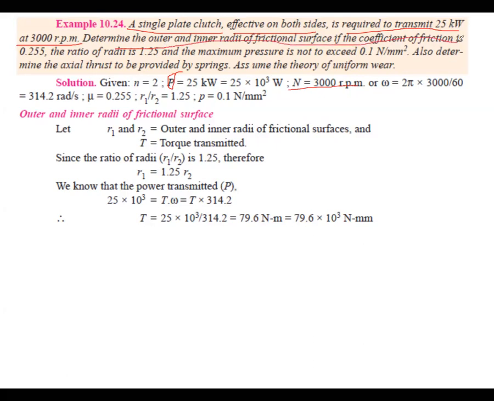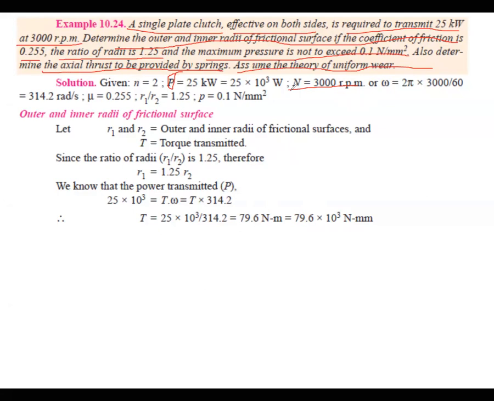The coefficient of friction is 0.05. Determine the outer and inner radii, so R1 and R2 have to be calculated here. The ratio of the radii is given as 1.25, and the maximum pressure is not to exceed 0.1 Newton per mm squared. Also determine the axial thrust provided by the spring. Assume the uniform wear theory. Uniform wear, not uniform pressure, uniform wear.